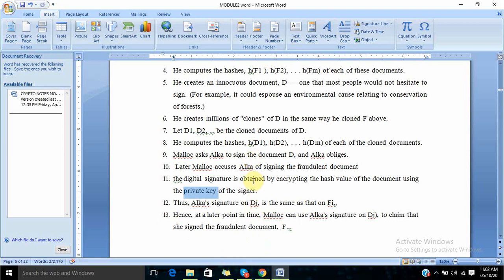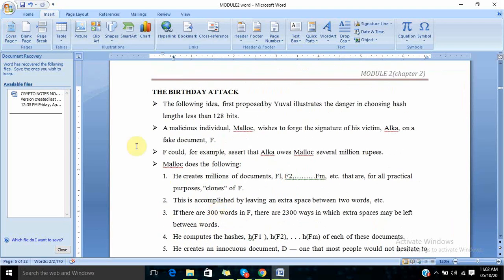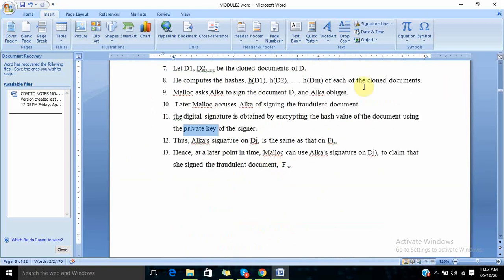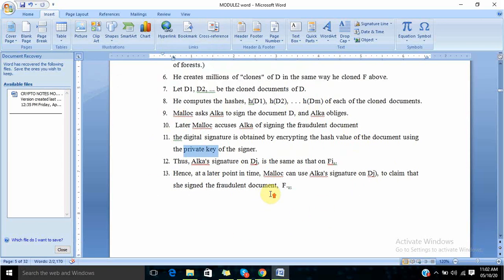Whenever a smaller number of documents are possible, that is the danger. That is what they are telling. You need to choose a hash value that is much larger, so that such kind of forgery is difficult. That is the concept of the birthday attack. So this is the entire concept of the birthday attack, students.